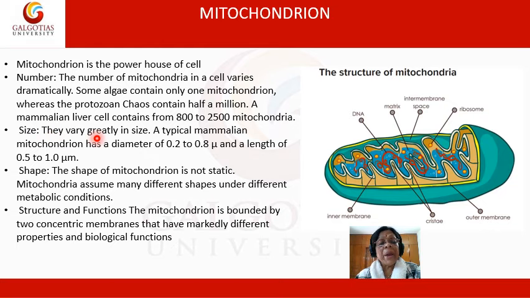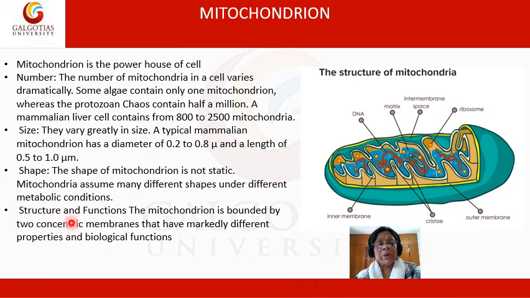Size. They vary greatly in size. A typical mammalian mitochondrion has a diameter of 0.2 to 0.8 microns and a length of 0.5 to 1 micrometer. Shape. The shape of mitochondria is not static, it changes. Depending upon its functional stage, mitochondria assumes many different shapes under different metabolic conditions.